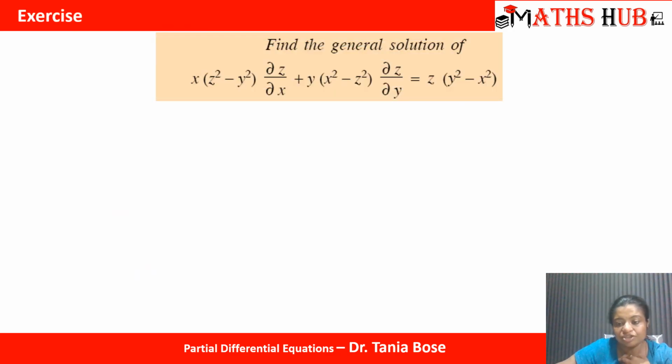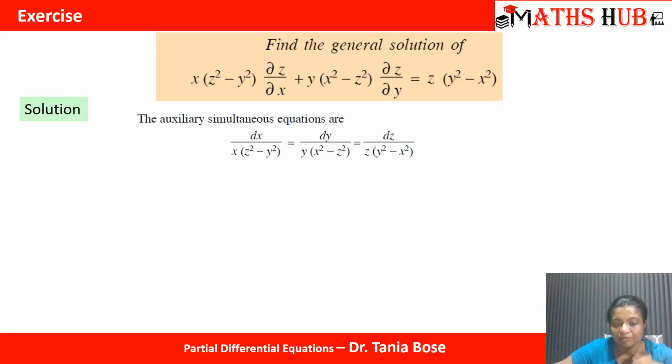So we have to find out the general solution for this differential equation. First of all, we frame the auxiliary equations as dx upon x into (z square minus y square), dy upon y into (x square minus z square), dz upon z into (y square minus x square), right? Now we can clearly see that if I multiply the first equation with x in the numerator as well as in the denominator, multiply the second equation with y in the numerator and denominator, and multiply the third equation with z in the numerator and denominator, and add up all these equations, what will happen?